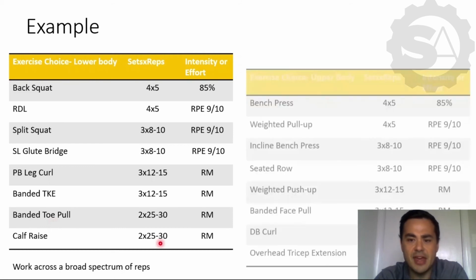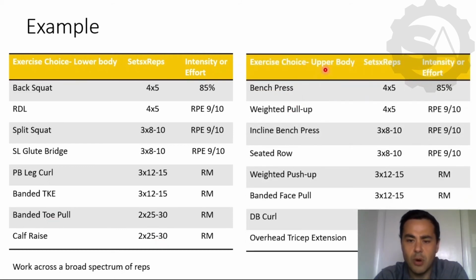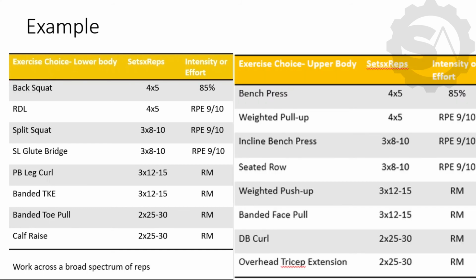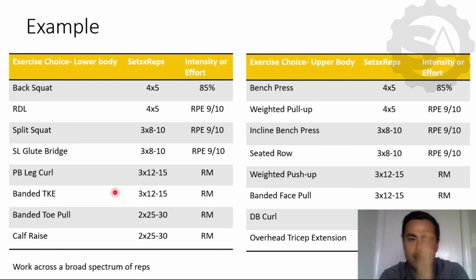We can do the same thing going into upper body where, hey, we got to press, we got to pull, we got to press, we got to pull, we got to press, we got to pull, we got to curl, we got to do a tricep extension. Again, working across a broad spectrum of reps, going low reps, going moderate to high reps, and then going high reps, we're probably at the point where we're not really leaving any stone unturned. If we work across a broad spectrum, we're going to be targeting the major mechanisms of muscular growth, and that's kind of what we're after.